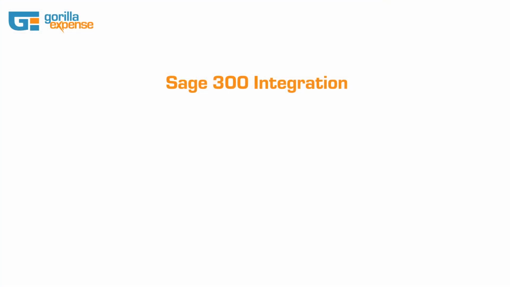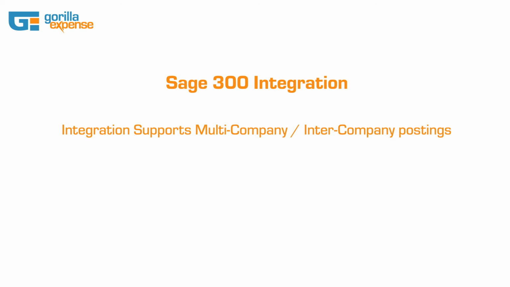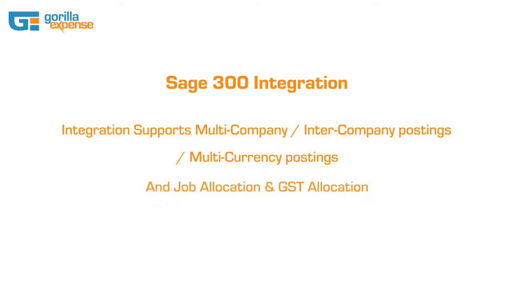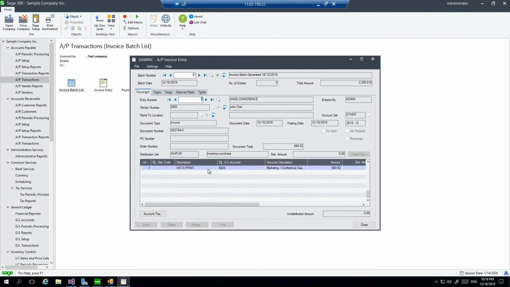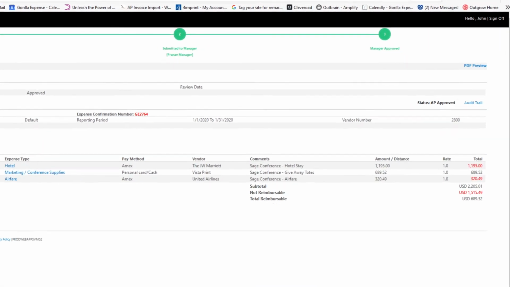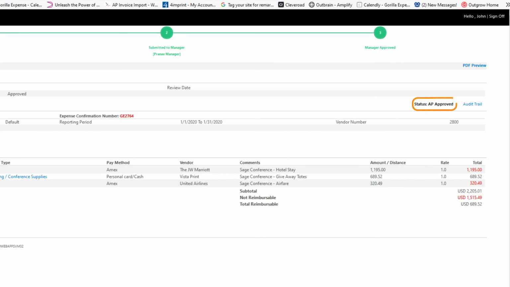This integration can also handle multi-company postings, intercompany postings, as well as multi-currency postings if you have Sage 300 implemented across multiple companies or multiple geographies. The integration can also handle job-related expenses. Now let's go back to the expense report on the web and refresh the browser. You'll notice that the status of the report has now changed from Manager Approved to AP Approved.